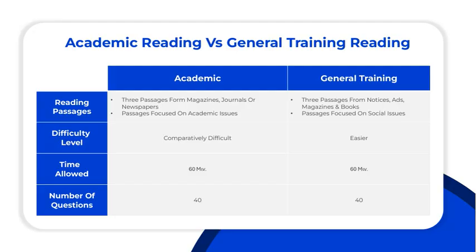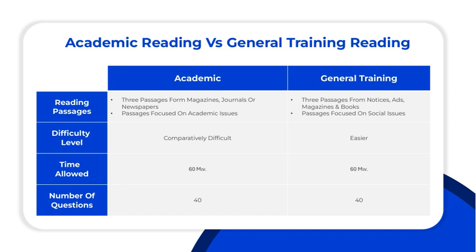Now, let's take a closer look at how academic and general training reading sections differ. On the academic side, you'll encounter 3 passages taken from magazines, journals, or newspapers that focus on academic issues. These passages tend to be more challenging, requiring a higher level of comprehension and critical thinking. You'll have 60 minutes to answer 40 questions, so it's important to manage your time effectively.